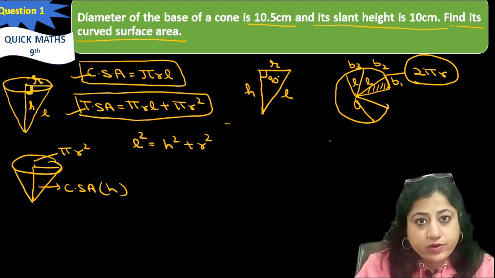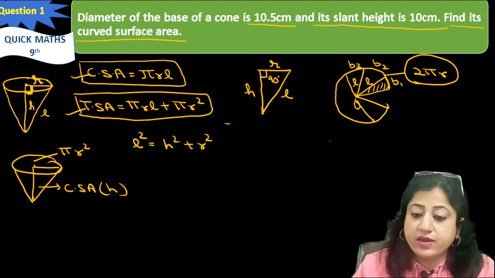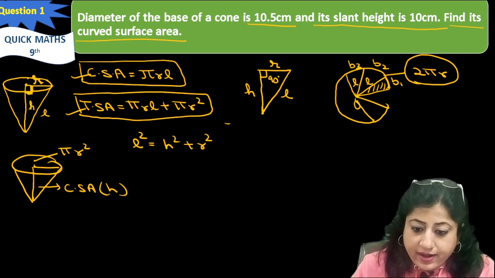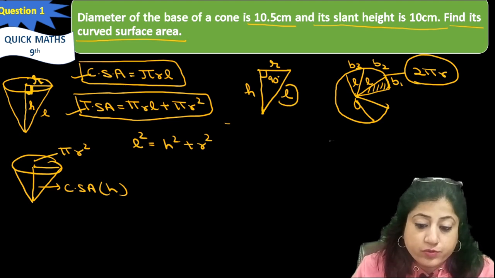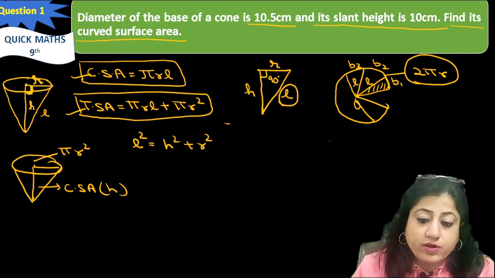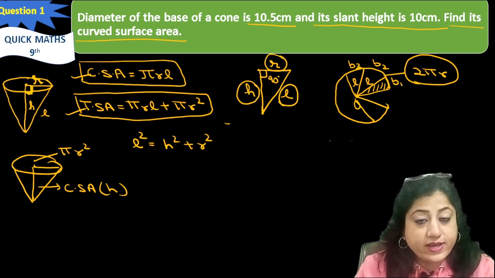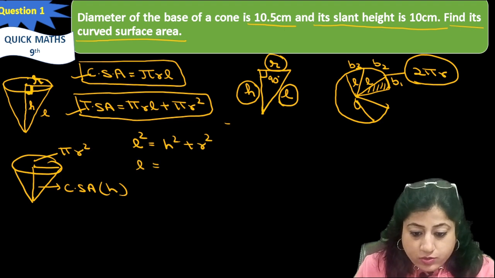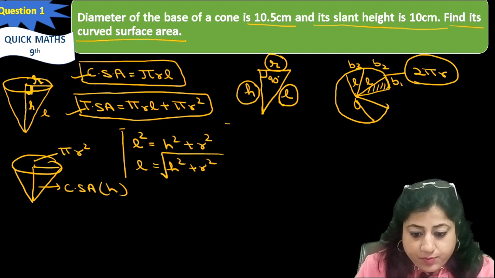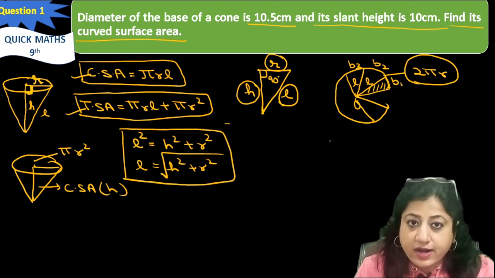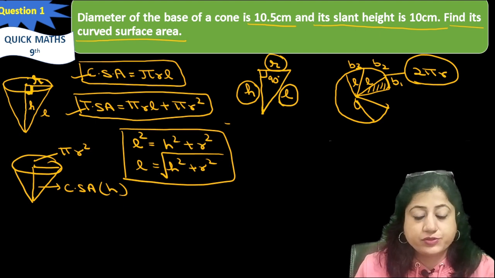So in the cone, if it is a right circular cone, it means it is having a right angle at the center, 90 degrees. So we can apply the Pythagoras theorem. According to Pythagoras, this is the hypotenuse. So hypotenuse square is equal to perpendicular square plus base square. So L square is equal to h square plus r square. So L will be the under root of h square plus r square. So these are the main things we should know while starting the first question of the exercise.